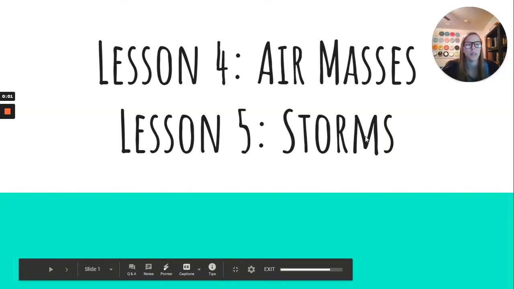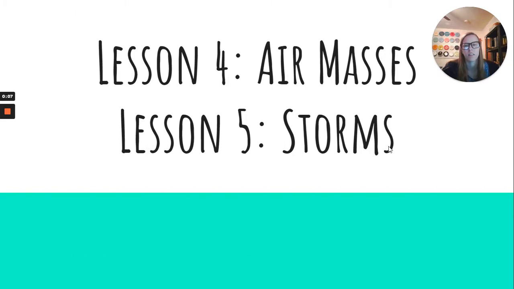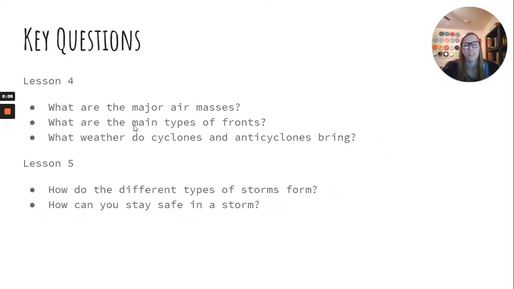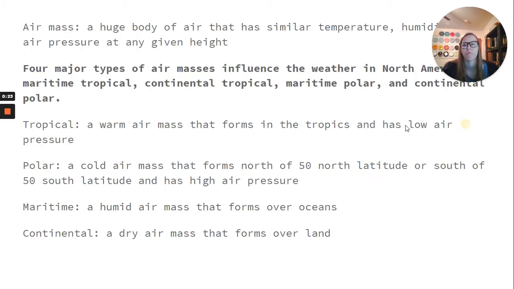Hey, seventh graders, we are moving on. We're going to look at air masses and storms today in science. So our key questions, lesson 4: What are the major air masses? What are the main types of fronts? And what weather do cyclones and anticyclones bring? From lesson 5: How do the different types of storms form? How can you stay safe in a storm?